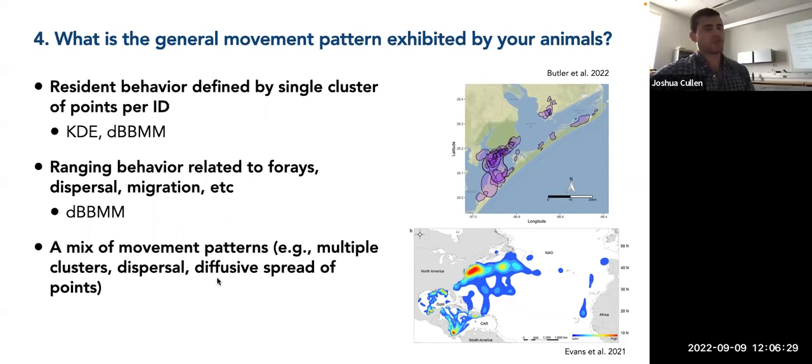And if they're performing a mix of these different movement patterns, so there are clusters of points, or maybe some forays or dispersals or a spread of points, you can probably use either of these methods, KDE or DBBMM.